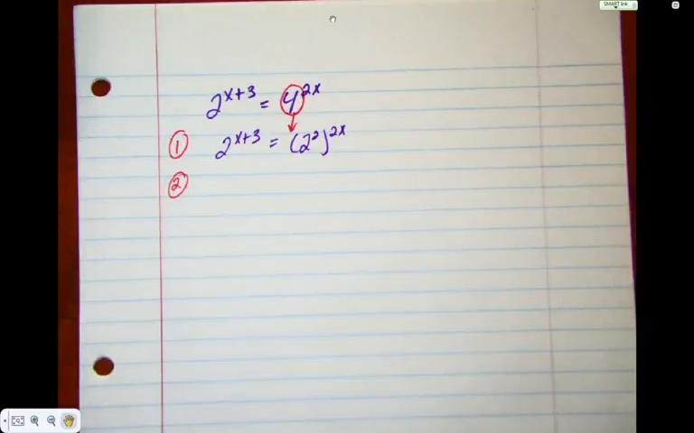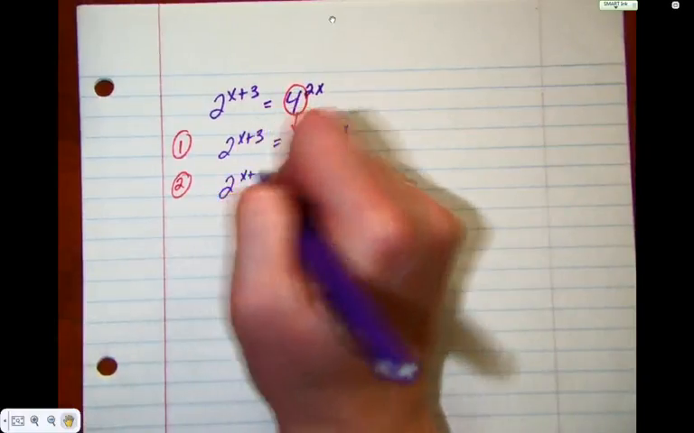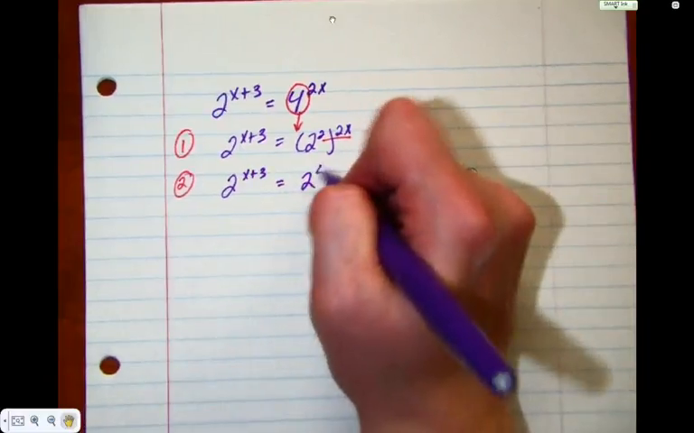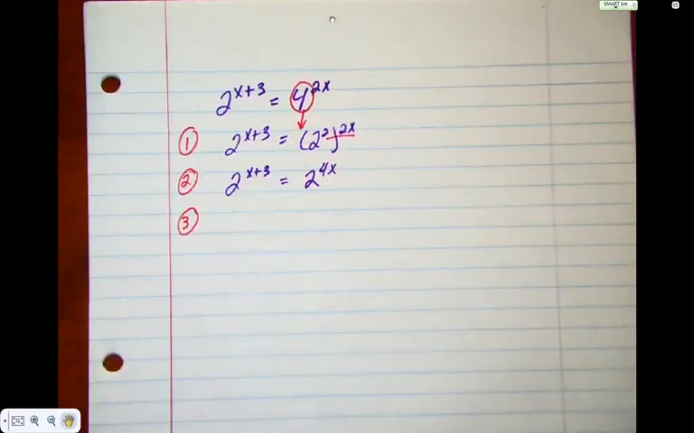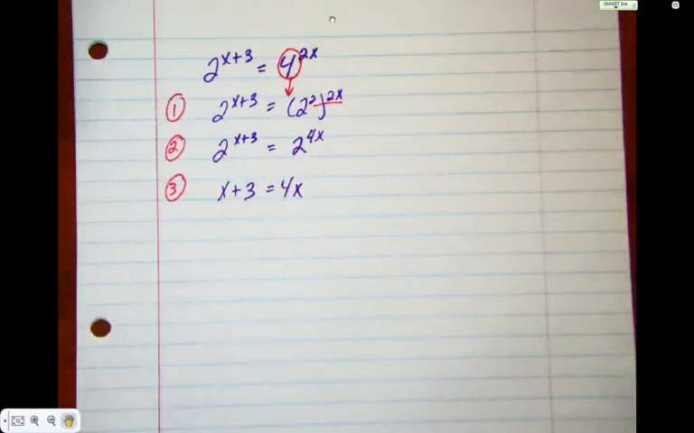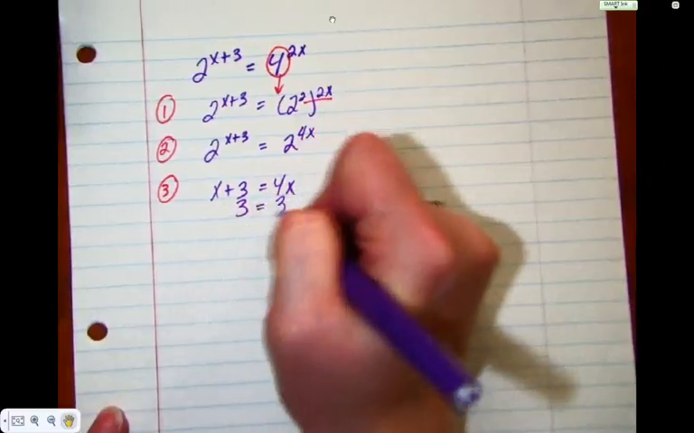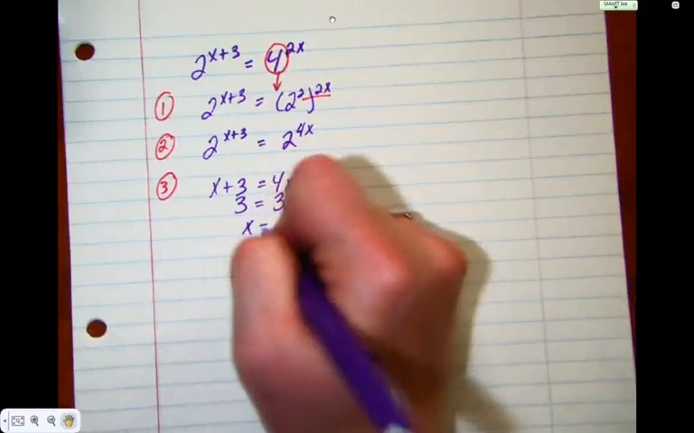Step 2, we're going to simplify using our exponent laws. One base, 2 exponents, says we multiply. So 2 times 2x. Step number 3, there's a law that says if the bases are the same, the exponents are the same. So we get to equate the exponents and solve. Minus x from each side gives us 3 equals 3x. X equals 1.